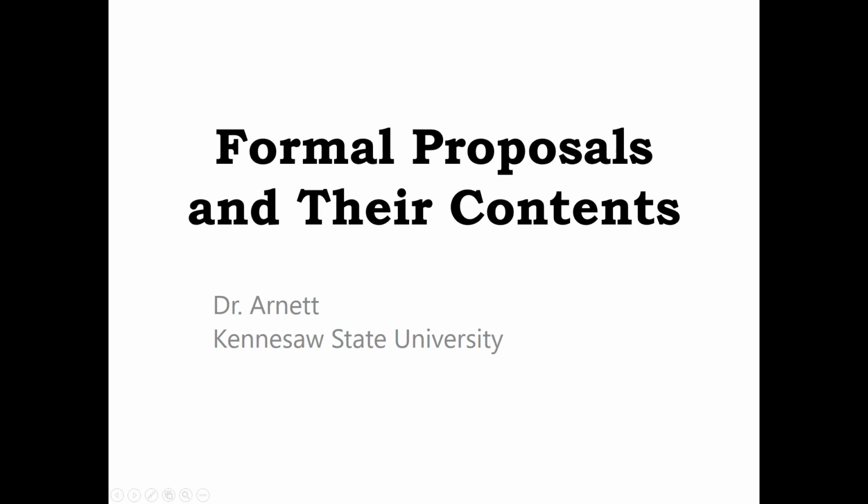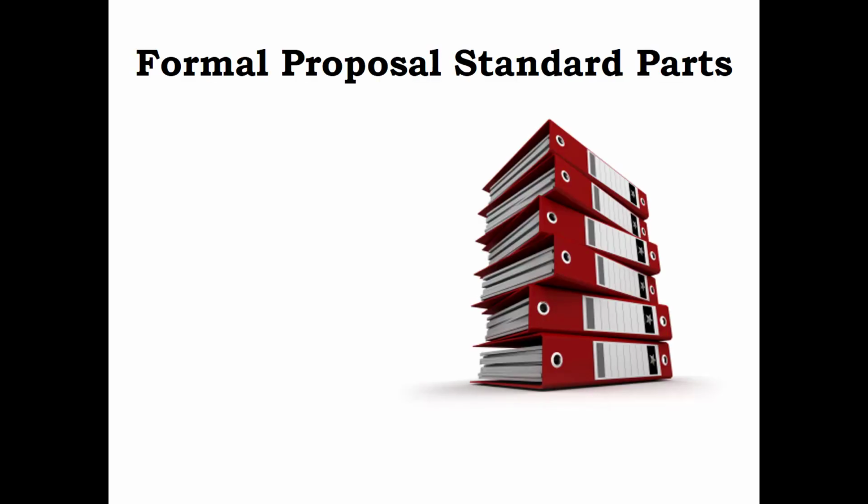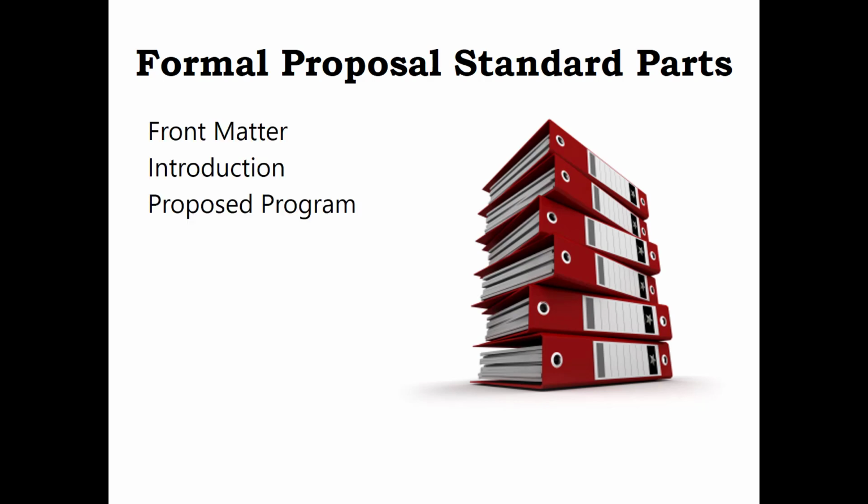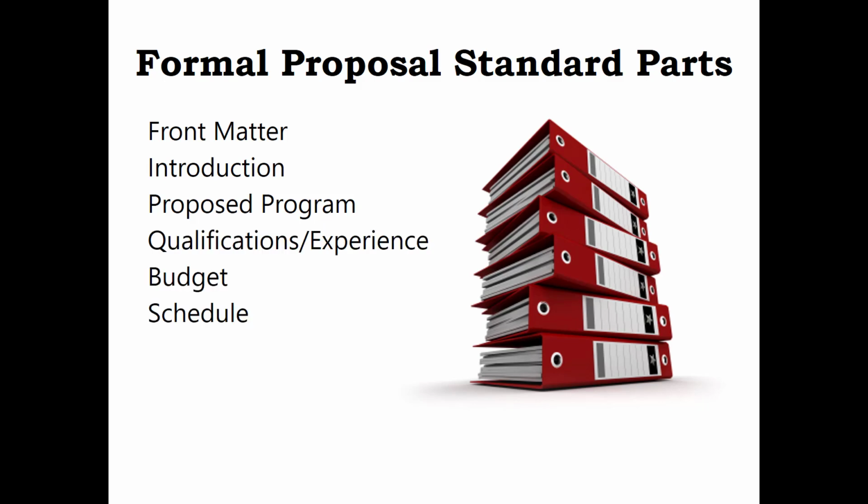In this video lecture, we're going to discuss formal proposals and what goes into them. To begin, let's start with the skeleton for the formal proposal standard parts. These standard parts are the front matter, the introduction, the proposed program, qualifications and experience, budget, schedule, conclusion, and back matter. This skeleton I'm giving you is a good all-purpose sort of outline for proposals.